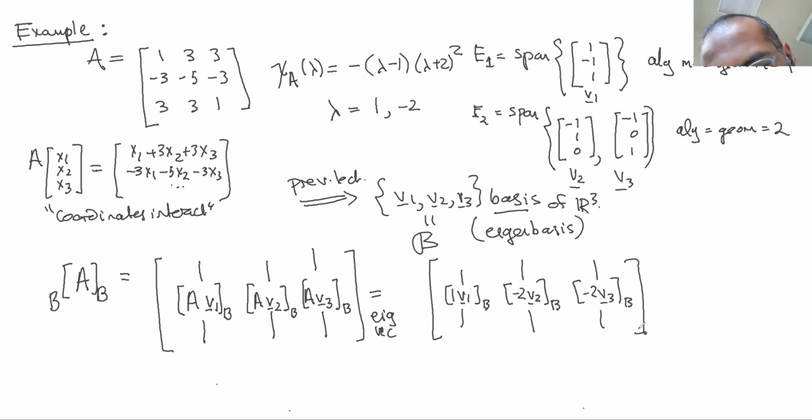And what is that? Well, remember, you have to write everything in B coordinates. So what are the B coordinates of V1? Well, they're just 1, 0, 0. What are the B coordinates of V2? They're 0, 1, 0, but now multiplied by minus 2, so you get 0, minus 2, 0. And what are the B coordinates of V3? Well, you get 0, 0, minus 2, which is diagonal.